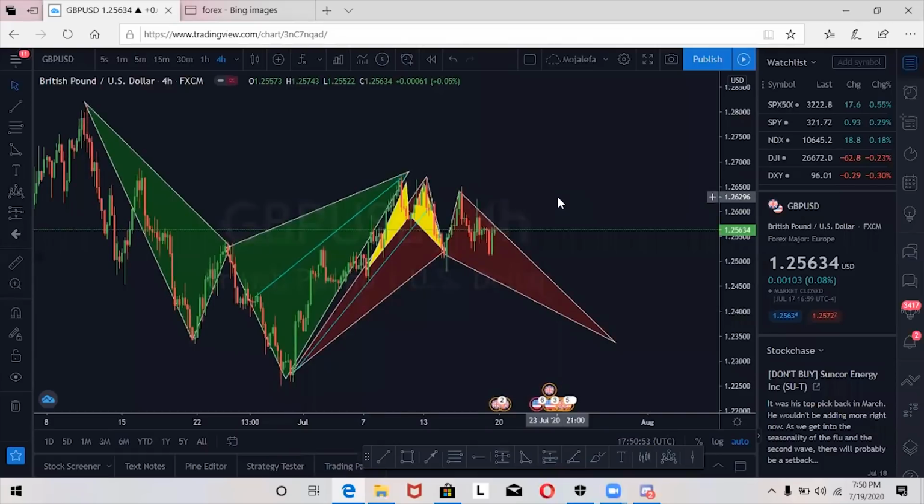So I just prefer using a butterfly and a bat. To actually make this more simple, I just prefer looking for a double bottom and a double top using the price action language. So what are the win rates with these patterns?